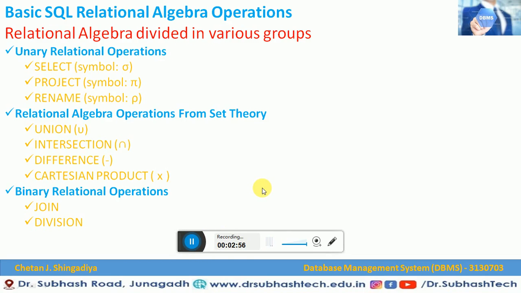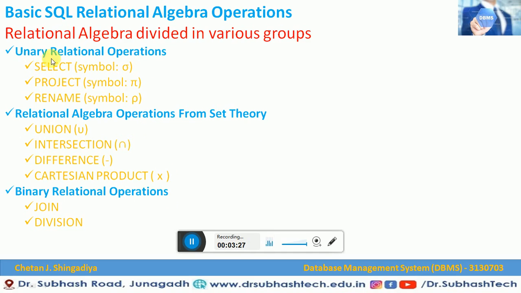Now let us understand the basic relational algebra operations. Actually this relational algebra can be divided into various groups. It can be divided into three groups that I listed here. One is the unary relational operations, the second one is relational algebra operations from set theory, and the third one is binary relational operations. Each category has some operations.